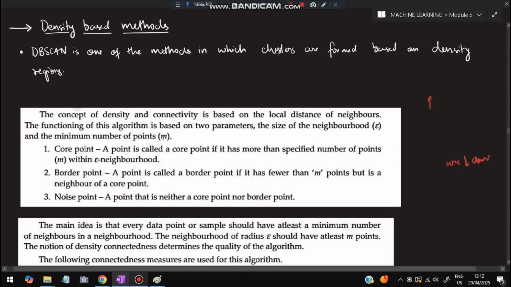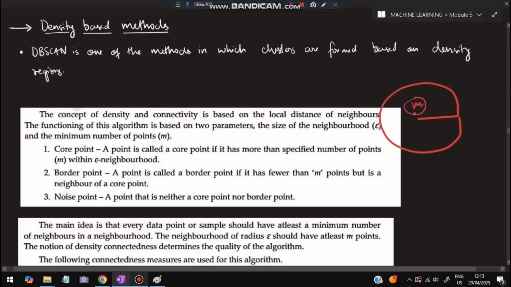Now there are three types of points. Suppose I choose one point here and draw a circle with a radius. In this radius, how many points are there will give the density. If the count is greater than m, it is more dense. If it is equal to m, it is okay. If it is less than m, it is less dense. So m is the minimum number of points that should be there in the circle.